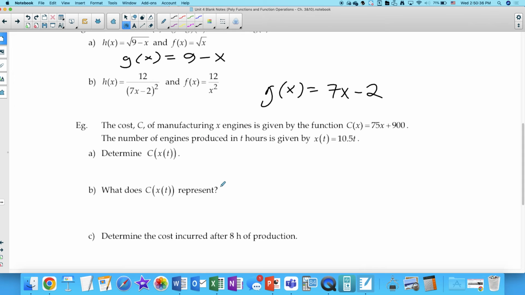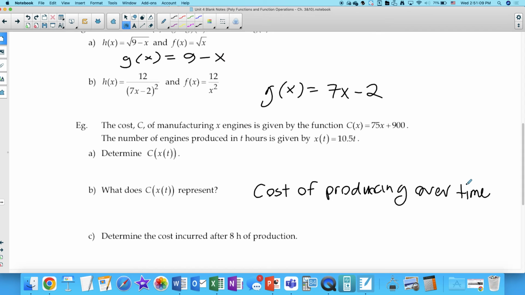So this is actually going to represent the cost of producing over time. It's like that x of t piece is a holding place for a little while that takes the output of one and inputs it into the other, so that we can now connect the one up to time. The x of t is the middleman. Okay, so determine C of x of t.